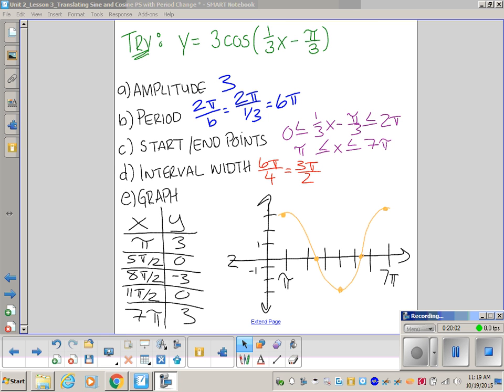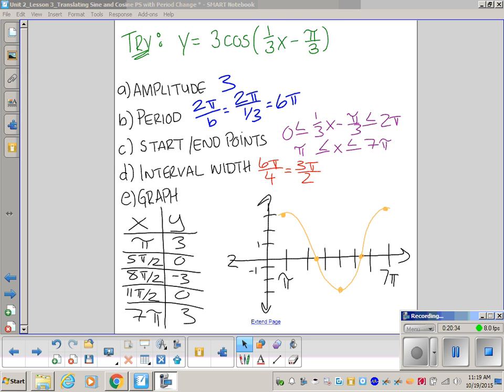Okay, so amplitude. The number in front of cosine is 3. The period is 2 pi over b. In this case, b is 1/3. That's from the 1/3 x. So 2 pi divided by 1/3 is 6 pi. So that means from the start to the end of one curve, it's going to be 6 pi in between.